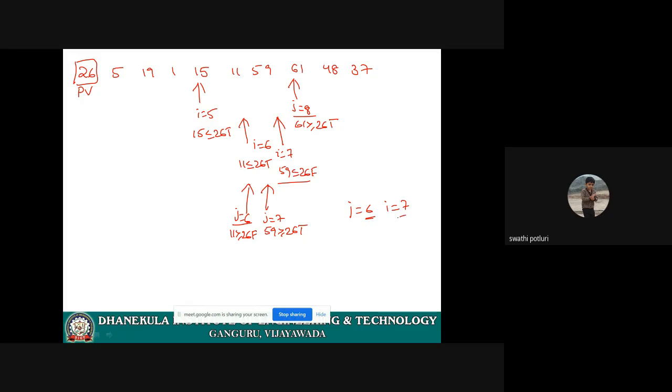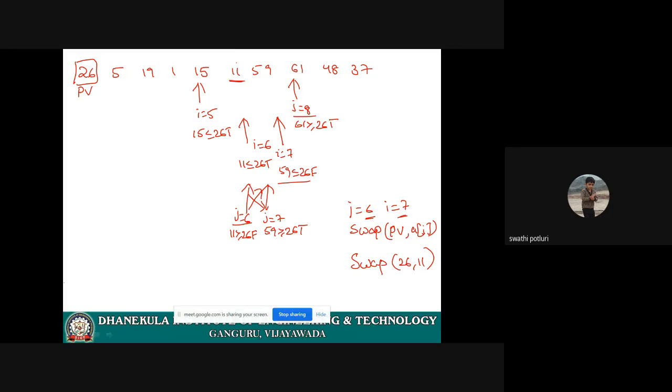When J is 6 and I is 7, what do you have to do? You have to swap. So here what happens? I and J cross each other. So J value becomes less and I value becomes more. When this happens, you have to swap the pivot element with the A of J value. What is A of J here? J is stopped at 11. So you have to swap 11 with the pivot element 26, and A of J value is 11.